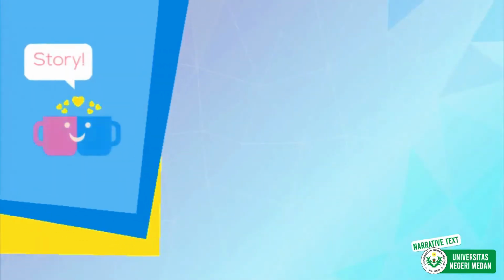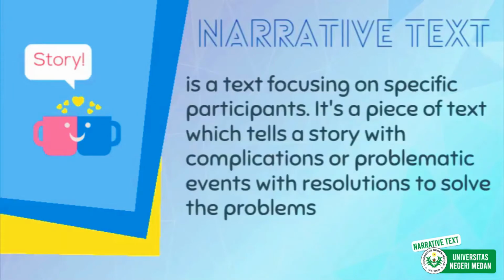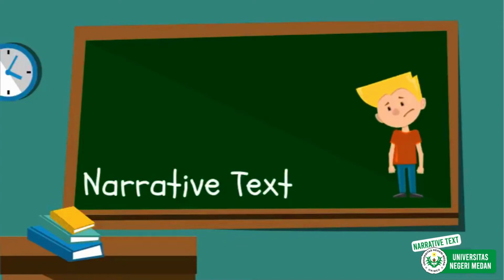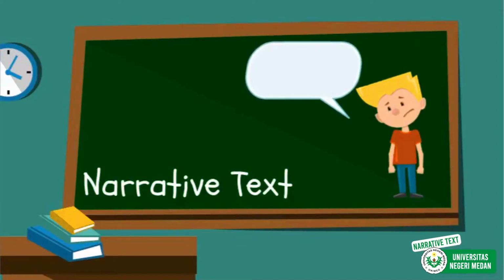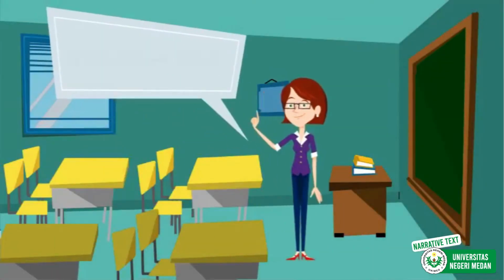So, what is narrative text actually? Well, it is a text focusing on specific participants and is a piece of text which tells a story with complications or problematic events with resolutions to solve the problems. Well, we can roughly say that narrative text is like someone with problems or complications which make their conditions get even worse. But then, those problems will lead them to resolutions that can make their conditions get better than before. Okay, now you know the definition of narrative text.